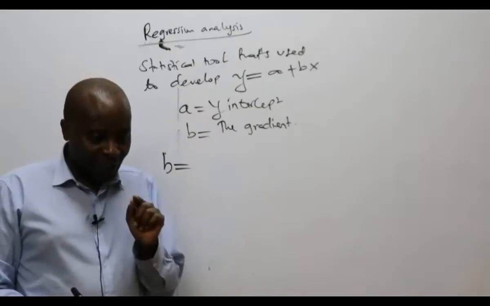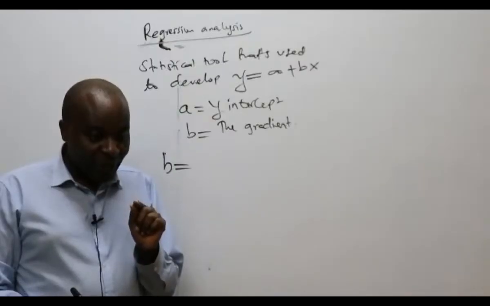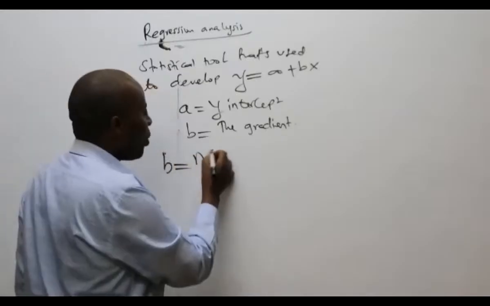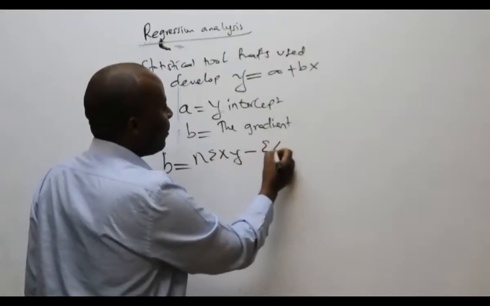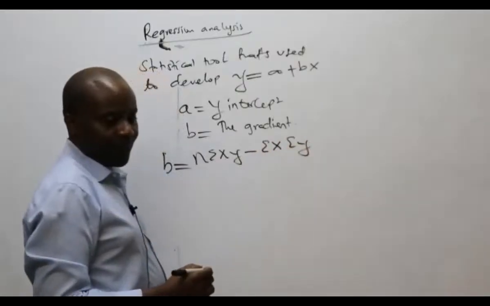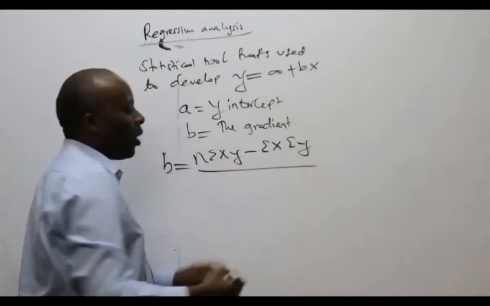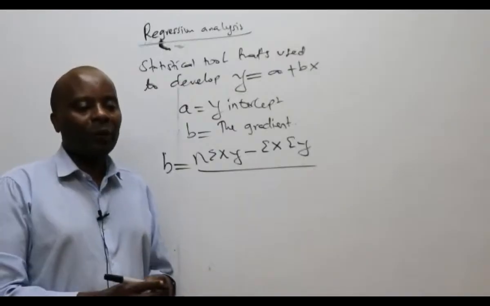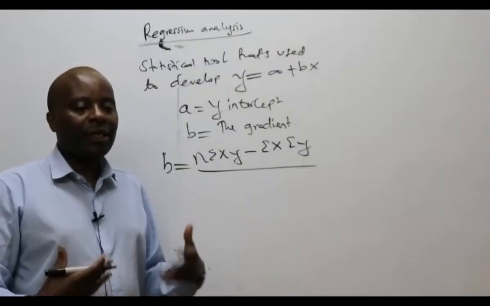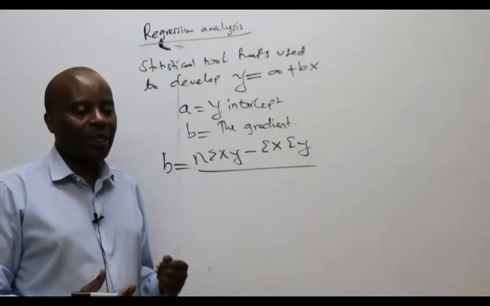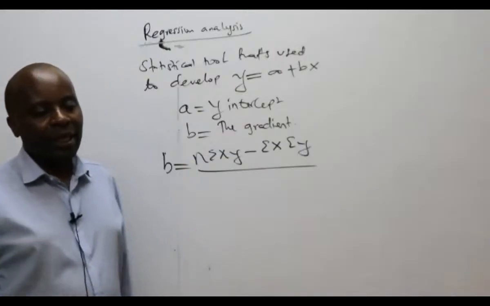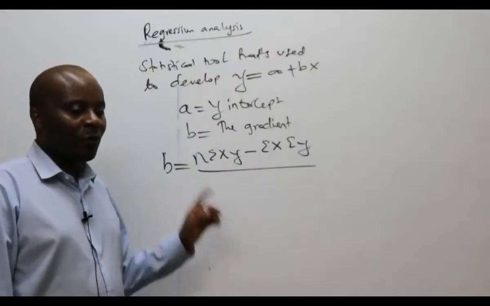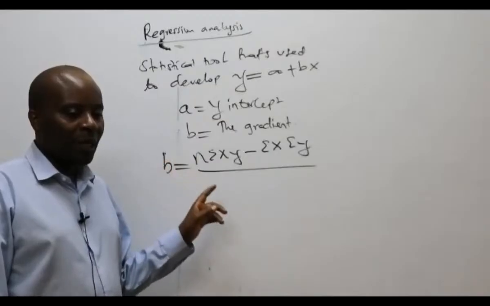So very good. I can see in this case here, somebody who is very creative. They have said here b equals n summations of xy minus summation of x, summation of y, all over, how about the denominator? Creativity is important. So this is the formula of getting the numerator of b.